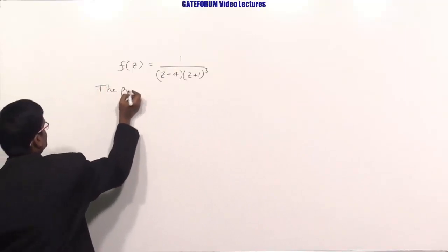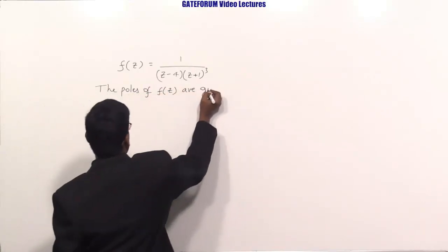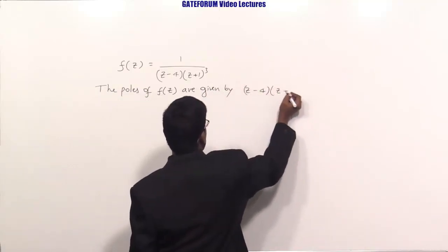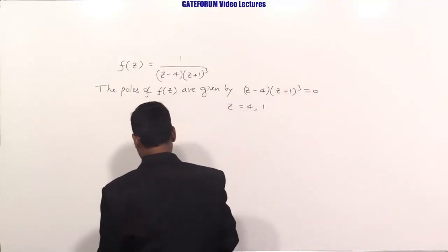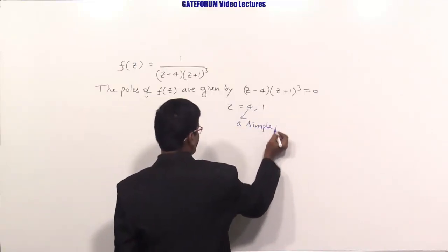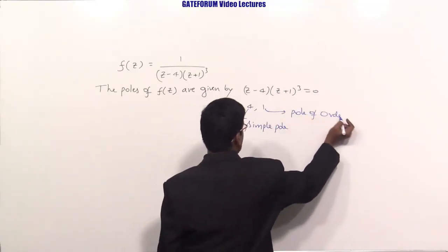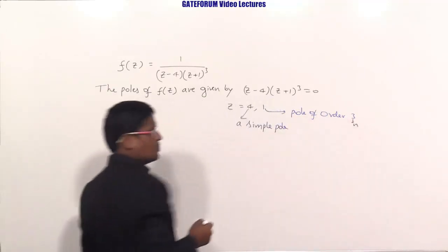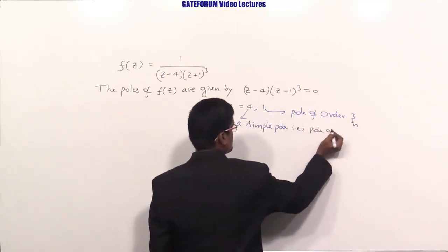So the poles of f of z are given by (z minus 4) into (z plus 1) cube is equal to 0. So that means z is equal to 4, minus 1. 4 is not repeated, so this is a simple pole, and this is a pole of order 3. Order is generally denoted by the number n. Okay, so simple pole means n is equal to 1, that is, pole of order 1.